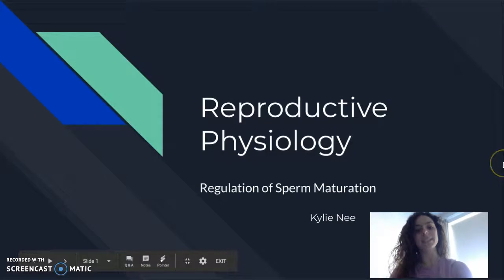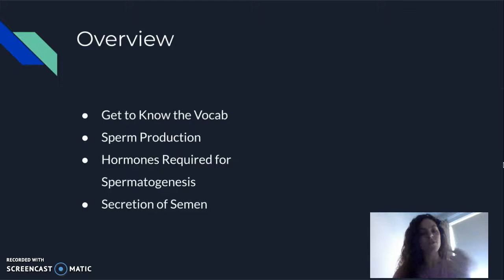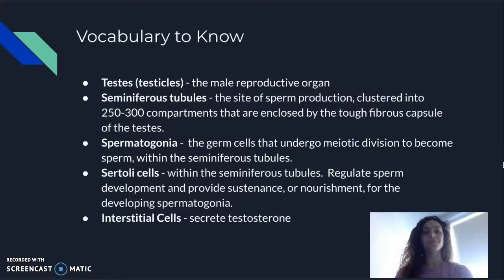Welcome to my presentation on reproductive physiology. Specifically, I'll be talking today about the regulation of sperm maturation. So just a little overview of what we'll be talking about today. First we'll be talking about the vocab that's important to know, and then we'll be talking about sperm production, the hormones that are required for spermatogenesis, and the secretion of semen.